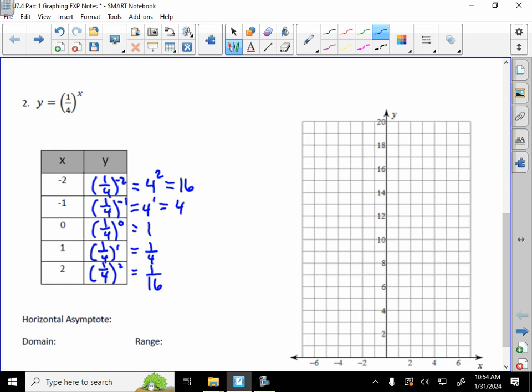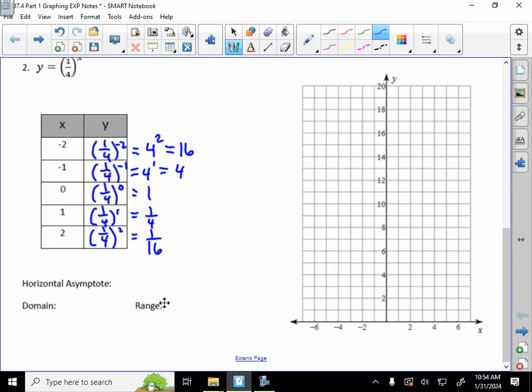All right, and then let's go ahead and plot these points. So -2, 16, -1, 4, 0, 1, 1, 1/4, and then 2, 1/16. Right, so here's the shape of this graph. Connect them.